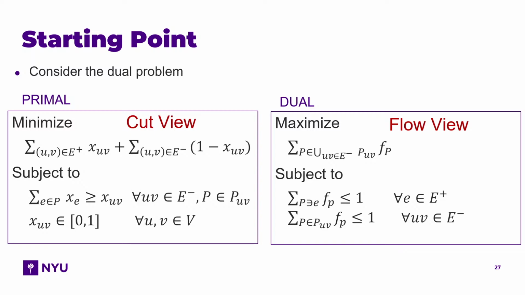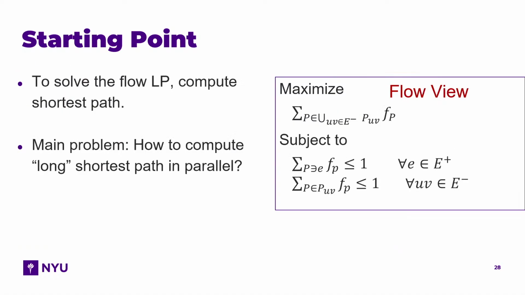Once we got the flow view, we still had no idea how to relax it. We didn't know how to do better in parallel. Until one day I realized, if we want to solve the flow LP, what we need to do, actually from the ellipsoid method, is compute the shortest path.